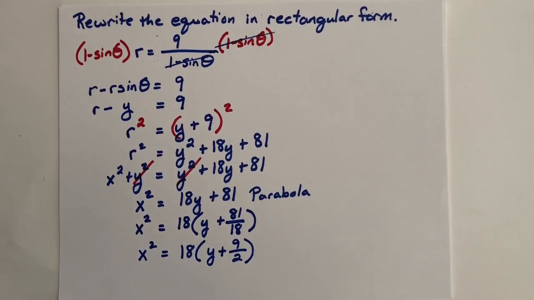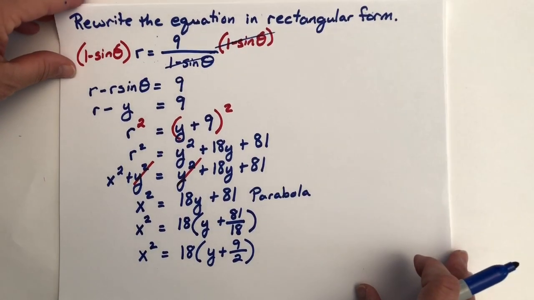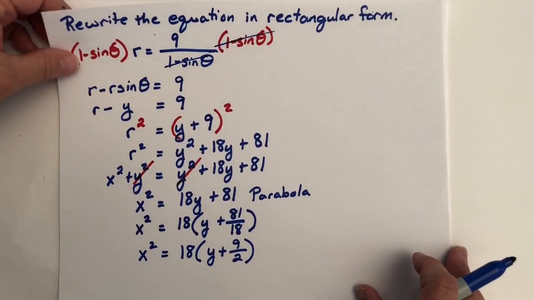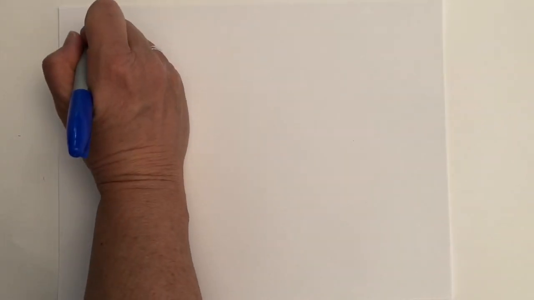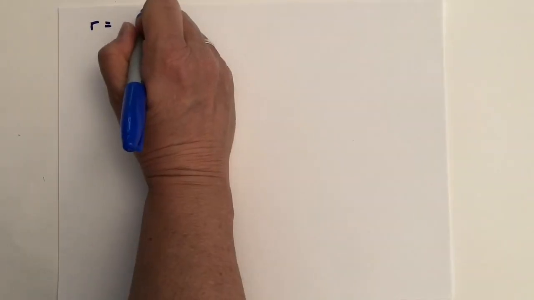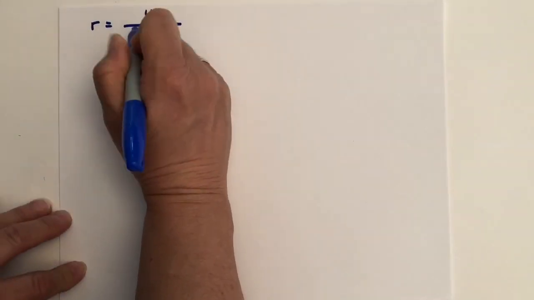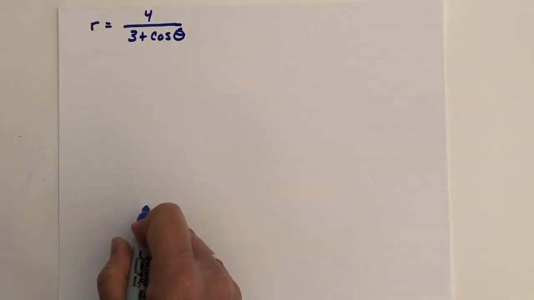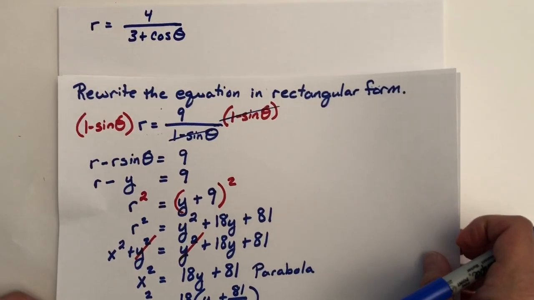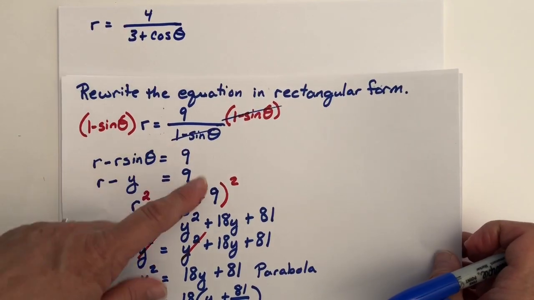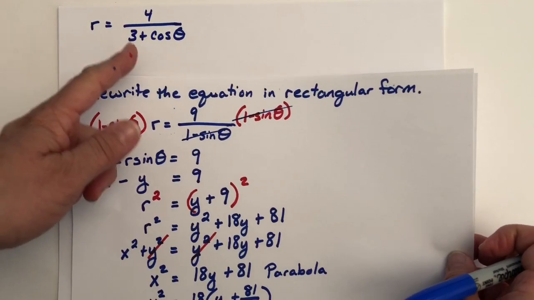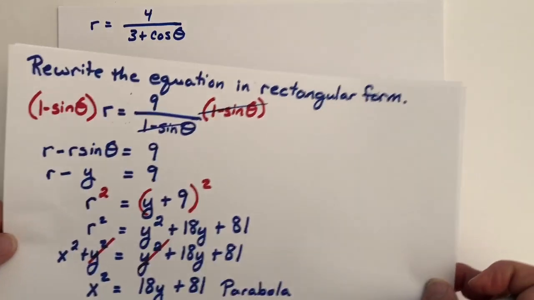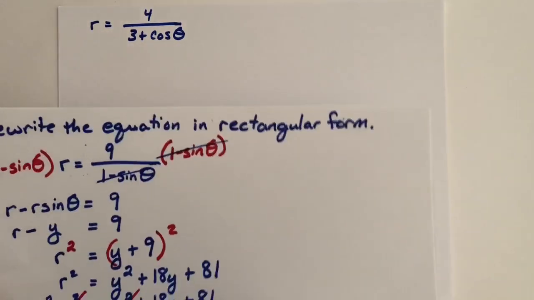Let's do one more. The directions are still the same. Rewrite the equation in rectangular form. And let's let the equation be this. r equals 4 over 3 plus cosine theta. Now notice it kind of looks like this one. We have a cosine instead of a sine. We have a plus instead of a minus, but we have a denominator there. Let's see if we get another parabola.